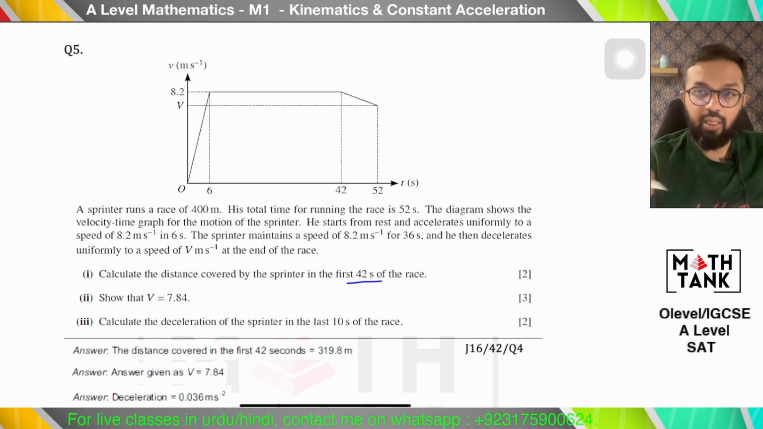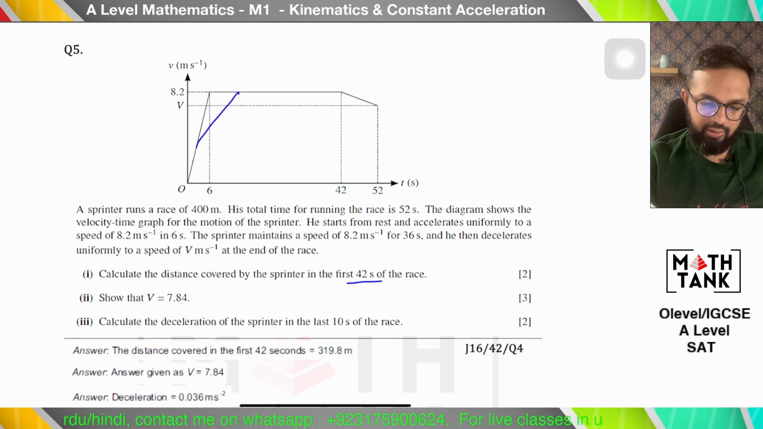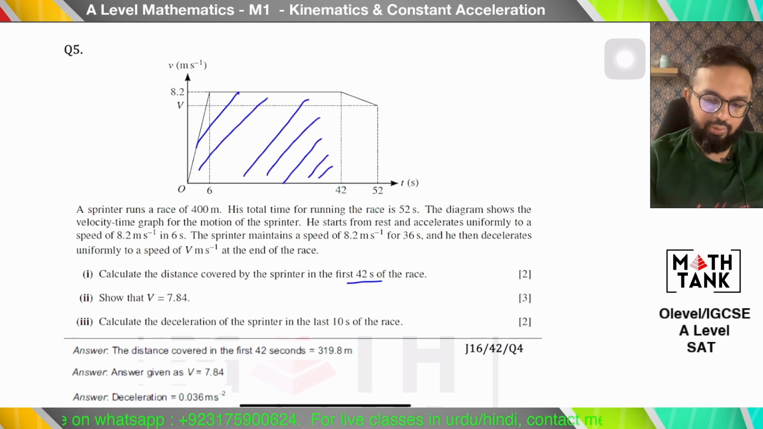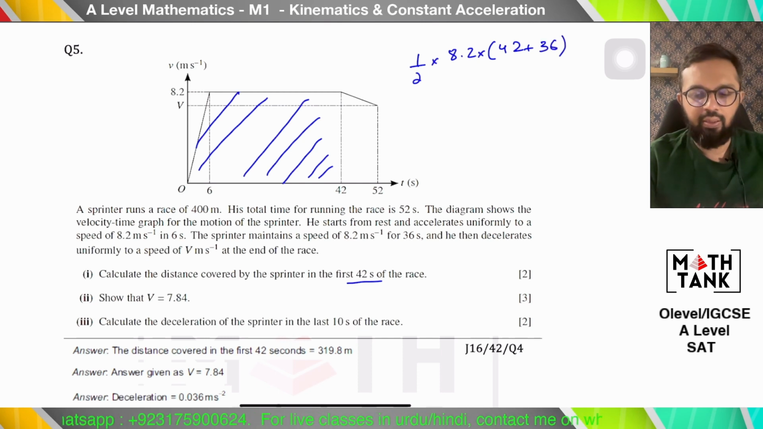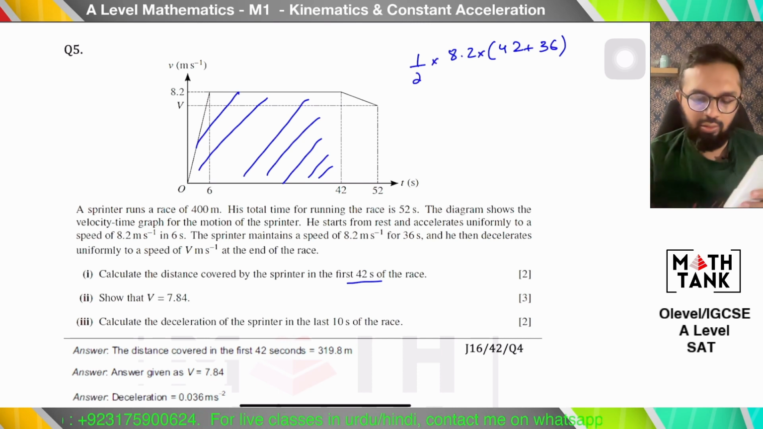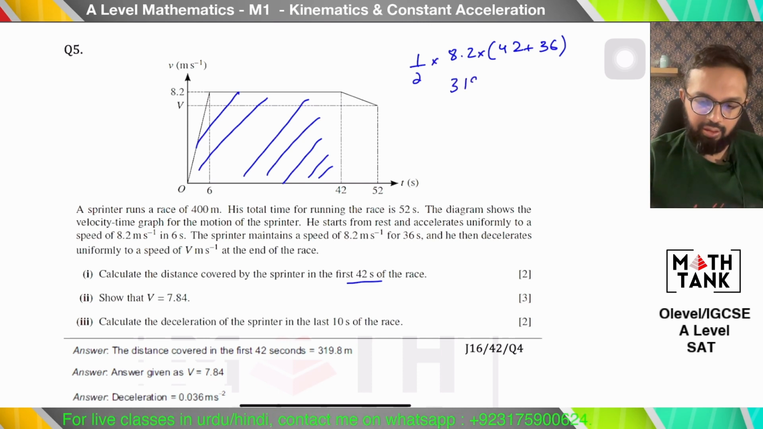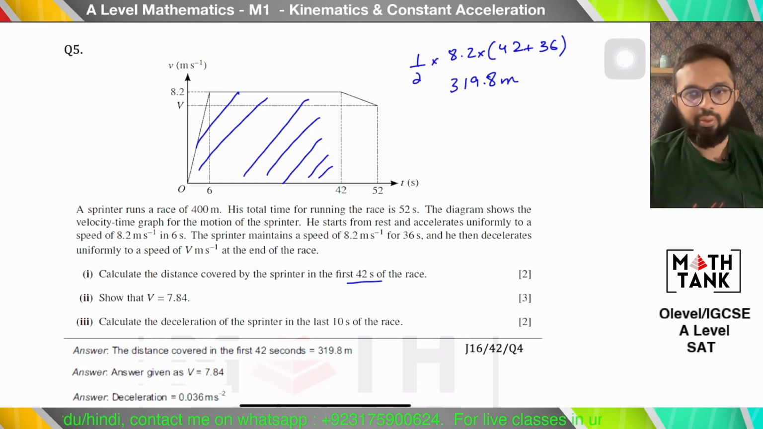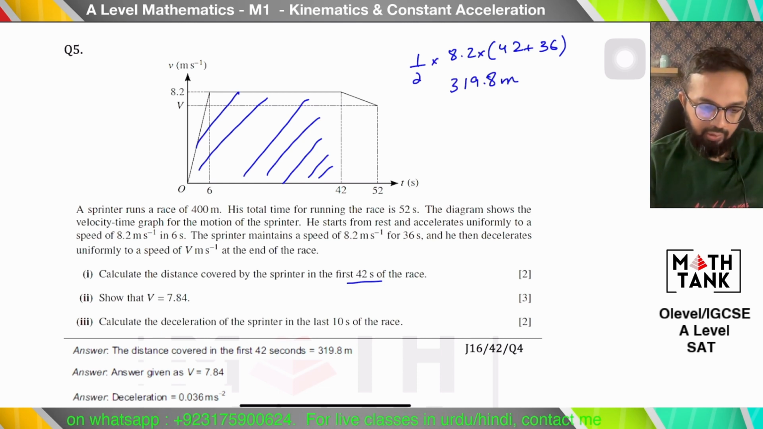Okay, so I know the entire area has to be 400, but I'm just asking you this right now. So half height into sum of parallel sides, which is 42 plus 42 minus 6 is 36. I think that's too simple. 319.8 meters.